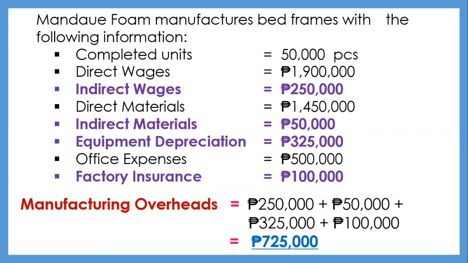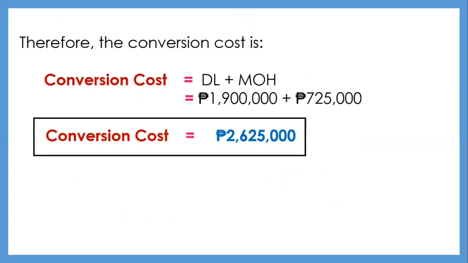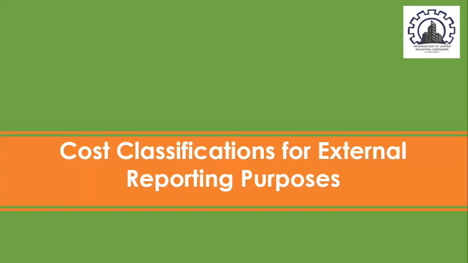And since we already have the value of our direct labor and manufacturing overhead, all we need to do next is to get the sum of each, and so we will be able to calculate our conversion cost. Adding the two, we have direct labor amounting to 1,900,000 pesos plus our manufacturing overhead total of 725,000. So therefore, our conversion cost is amounting to 2,625,000 pesos.